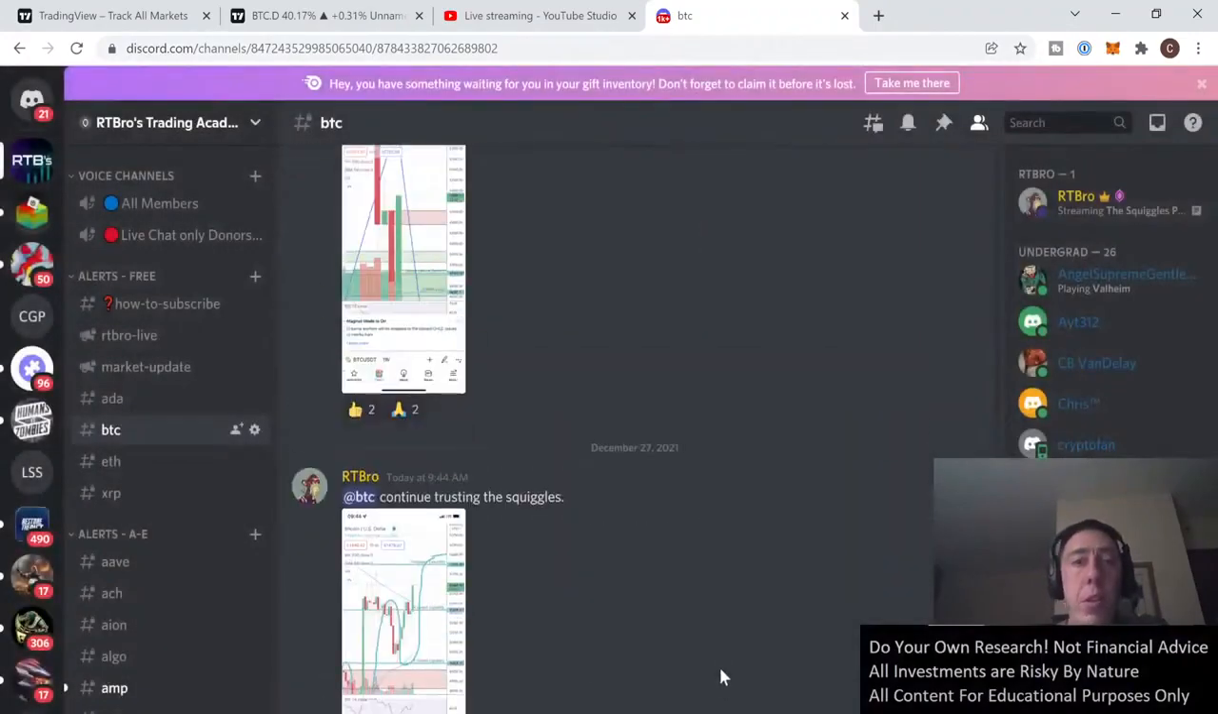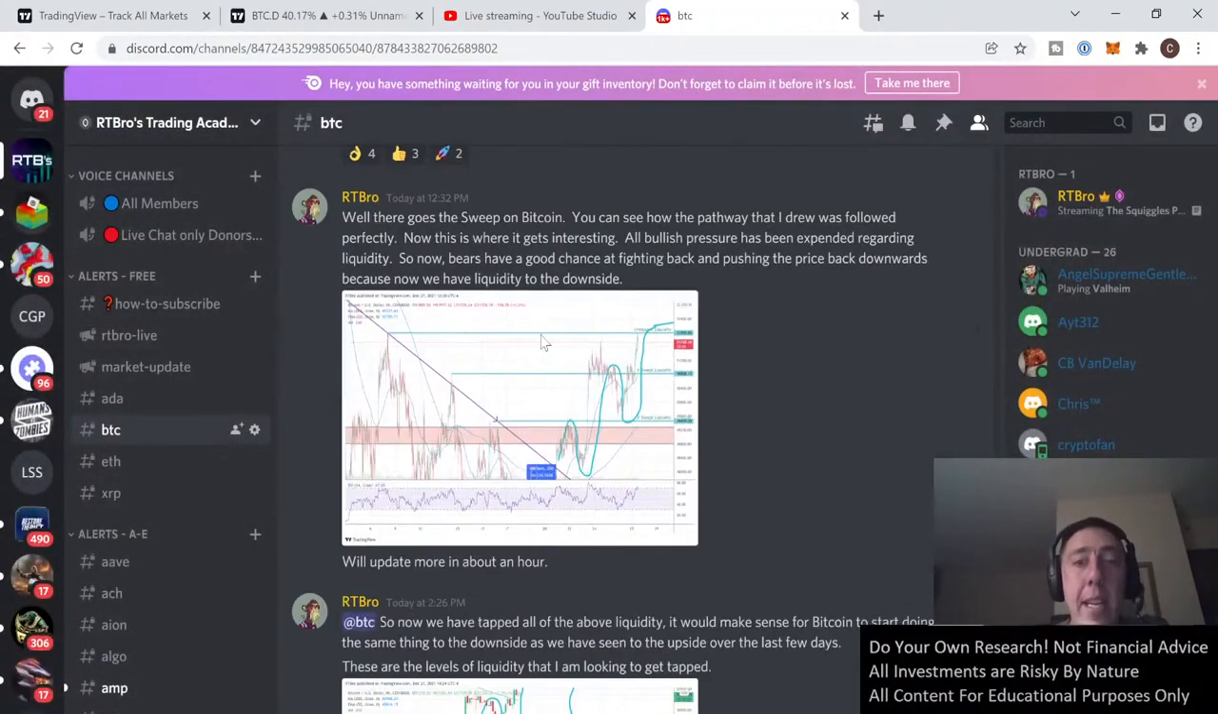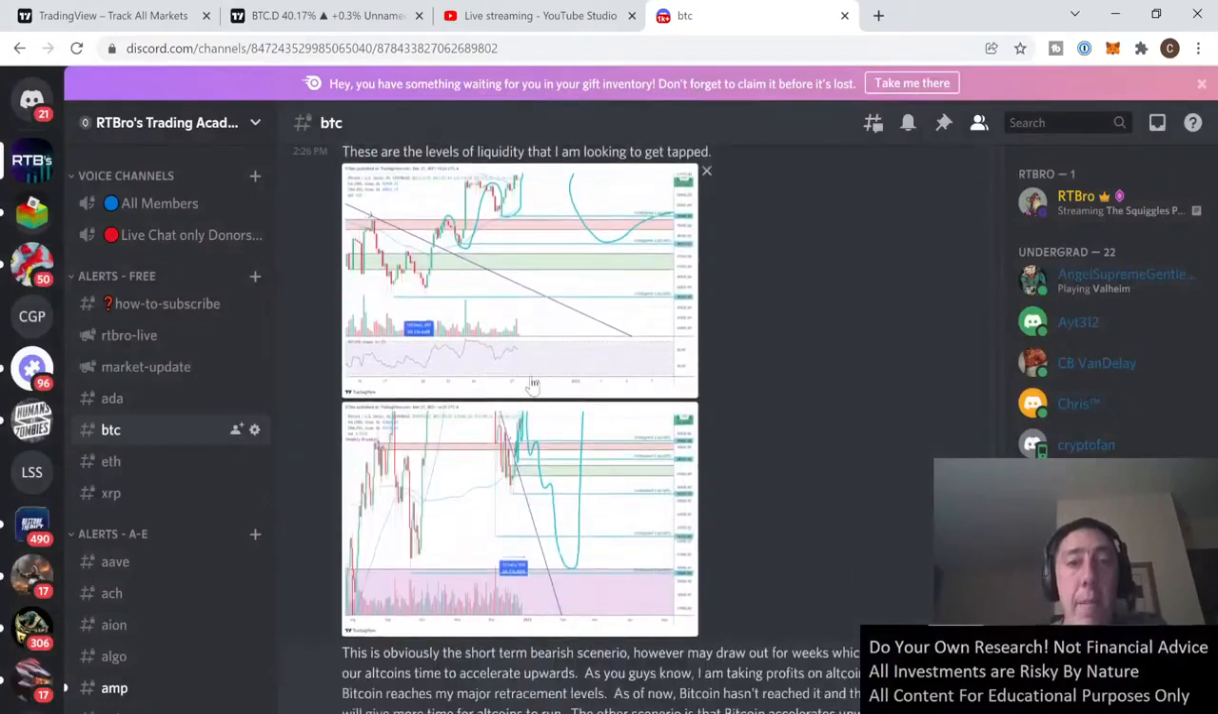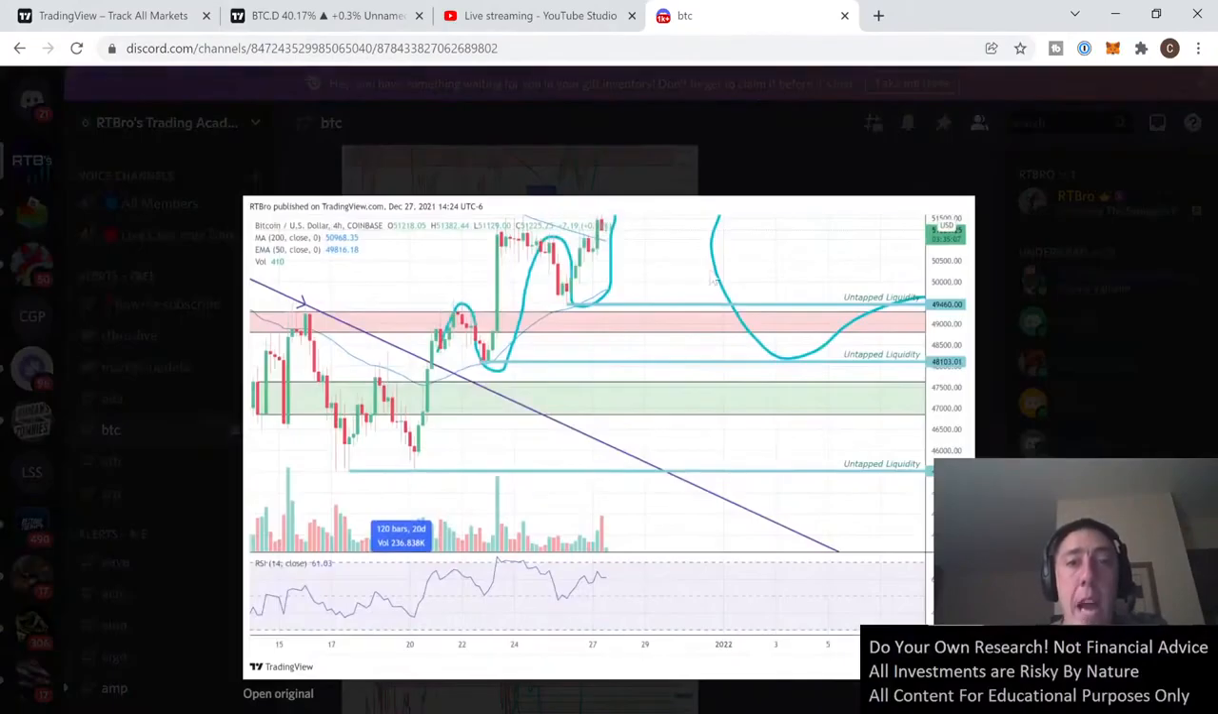Now, why are these squiggles so important? Because there's a reason. It's not just some random lines I drew on here, and there's no random reason why it's working out exactly the way it's supposed to. There's a damn good reason. And now we've tapped all of them.